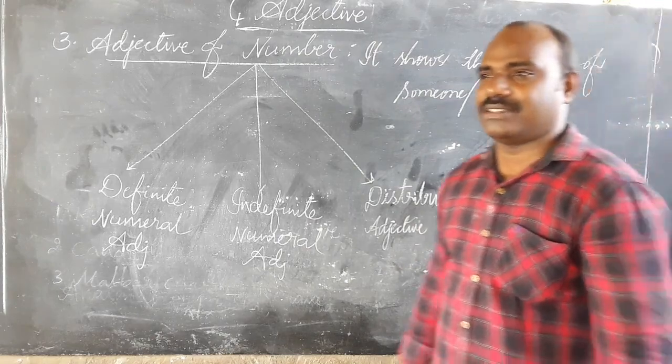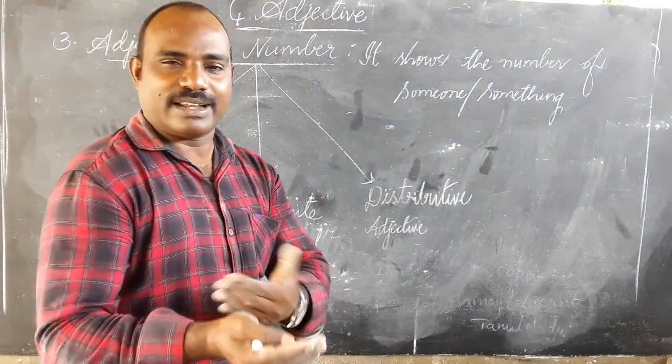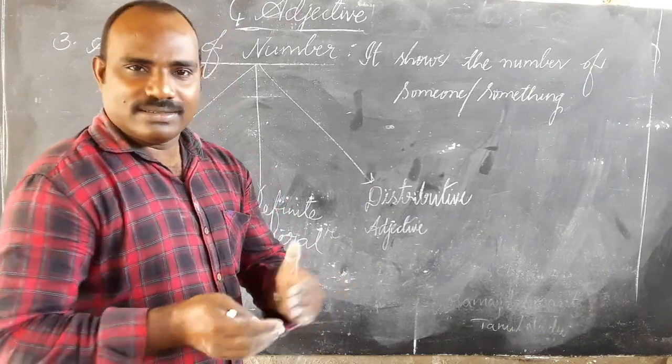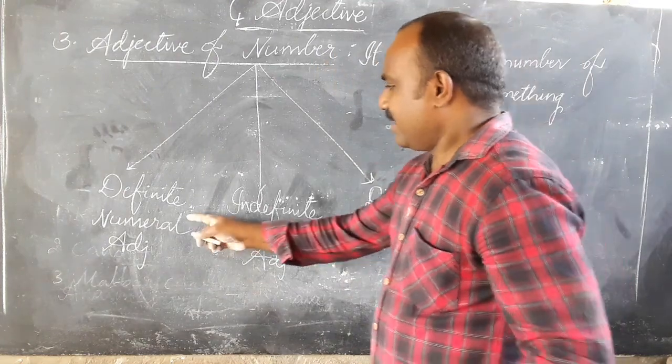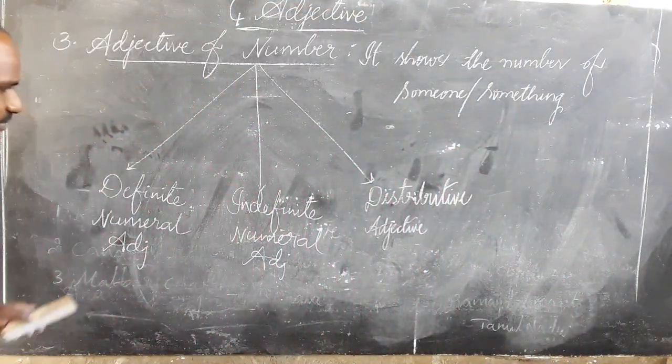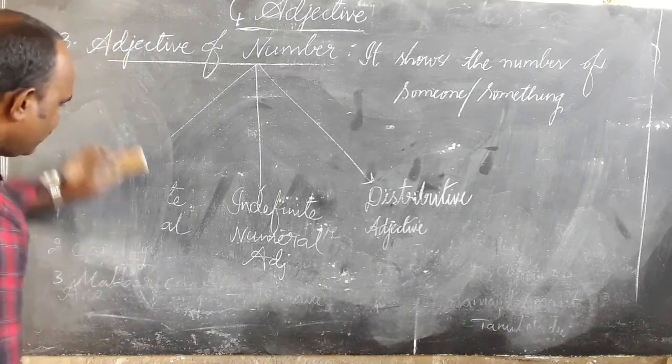And distributive means here, see, we have words like each, either, neither. This kind of adjectives are called distributive. You see some examples for definite adjective, definite numeral adjective. See, I write again here.